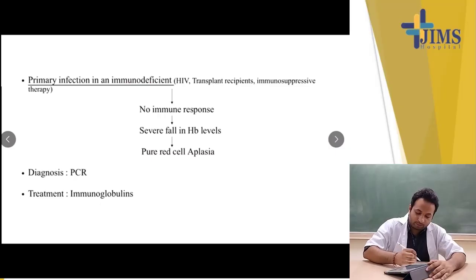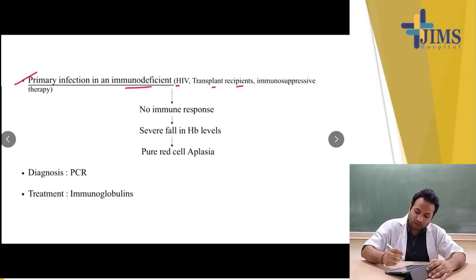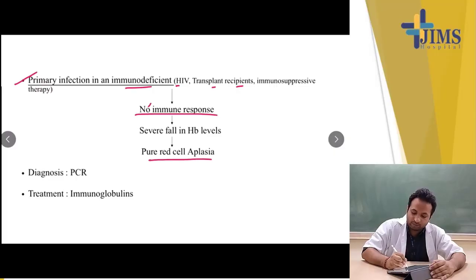Then we come to primary infection in immunodeficient patients. Patients suffering from HIV, transplant recipients, those on immunosuppressive therapy, all these patients have no immune response. So when there is a severe fall of hemoglobin levels, pure red cell aplasia can be seen. Here the diagnosis can't be done by ELISA. Here you have to do PCR, and the treatment will be providing additional immunoglobulins.